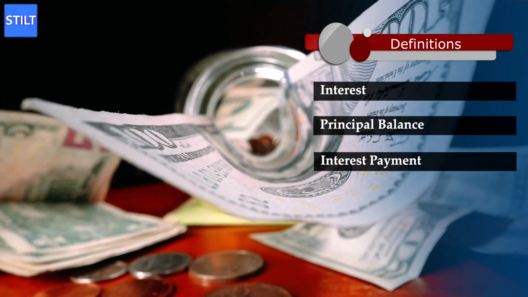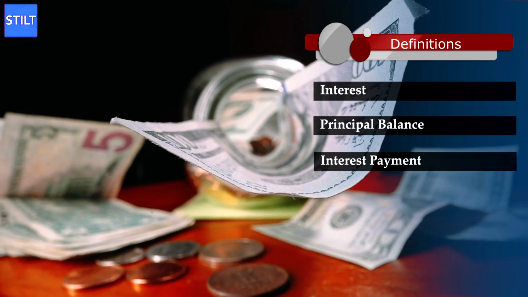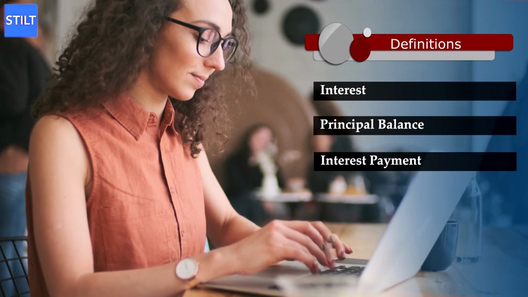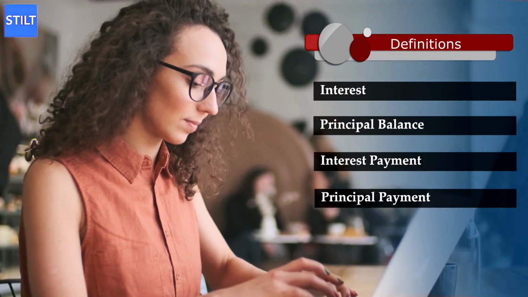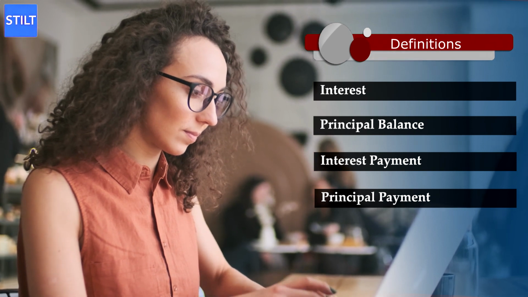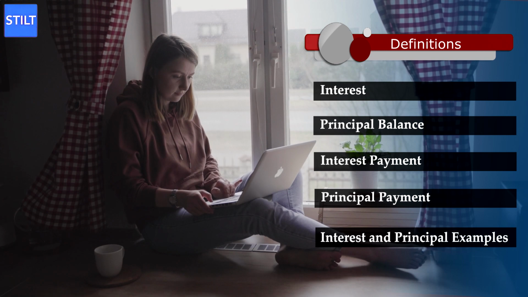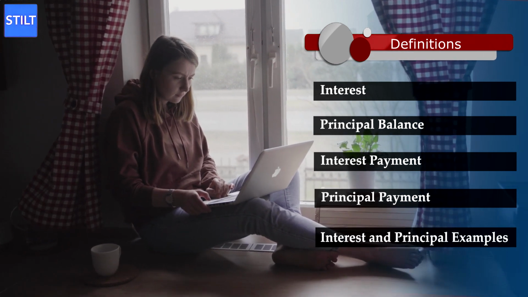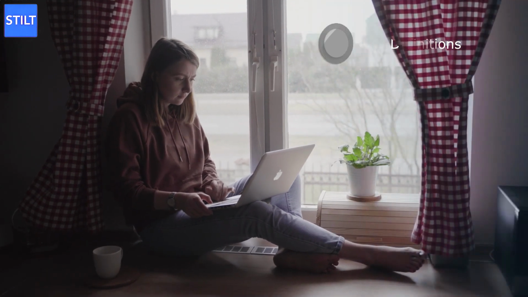Interest payment. The interest payment on a loan is the amount of each payment that goes towards the interest. These payments are typically made in installments. Principal payment. The principal payment is the amount of each payment that goes towards the principal balance. Interest and principal examples. Getting a grasp on these concepts can be difficult, so read some of the examples below for an idea of how principal and interest function in the real world.